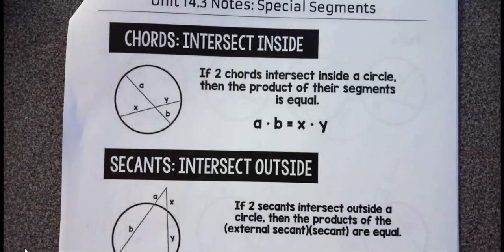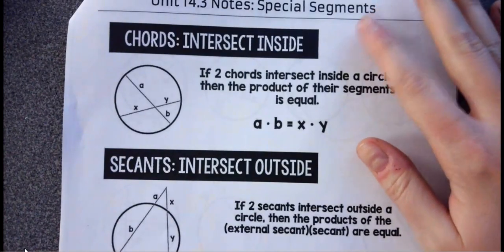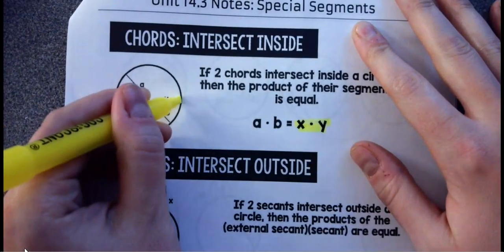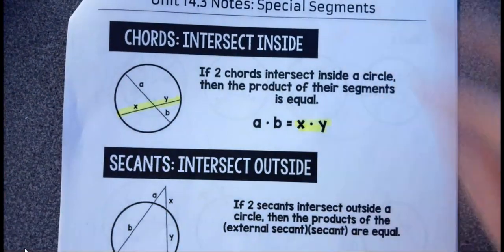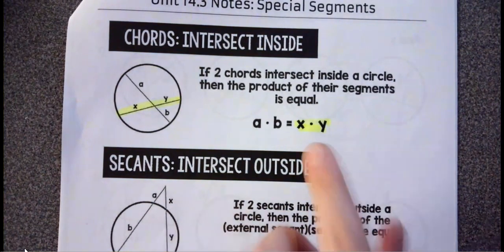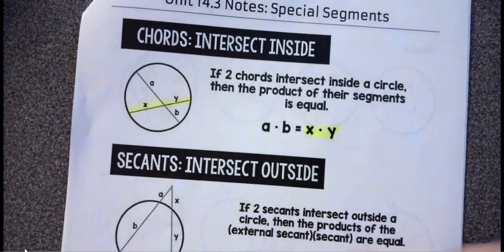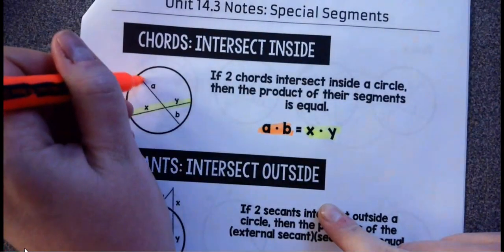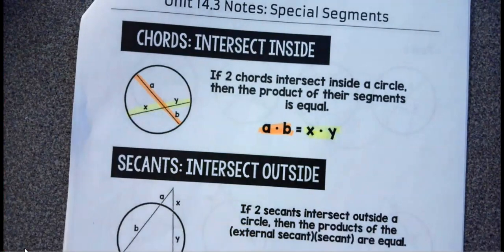It doesn't matter where the chords are inside the circle, but if there are two chords within that circle and they intersect, it's important that X and Y are the same one highlighted. You are able to multiply them, and then they will be equal to the other chord. So A times B is going to be equal to X times Y, no matter where the chords are in the circle.